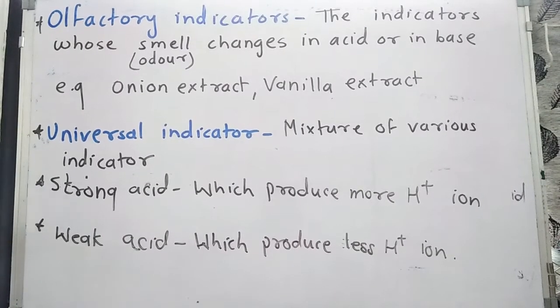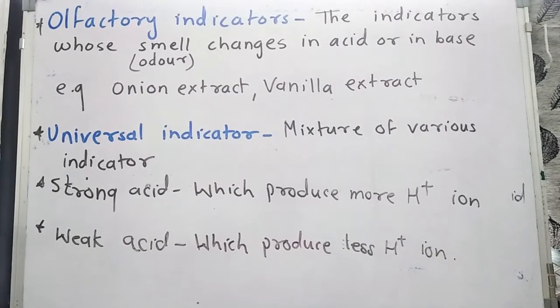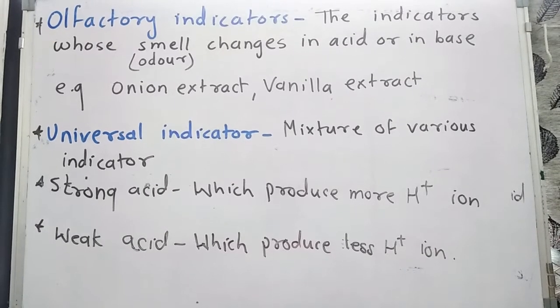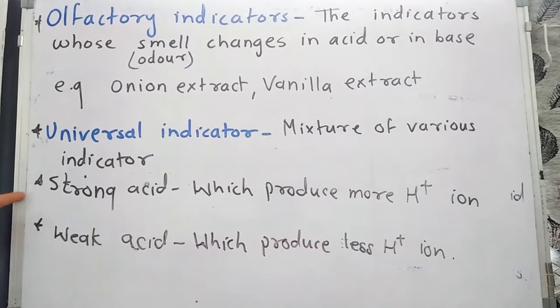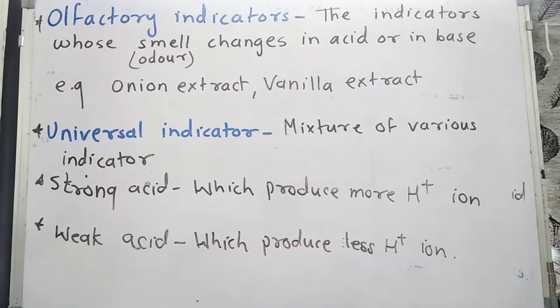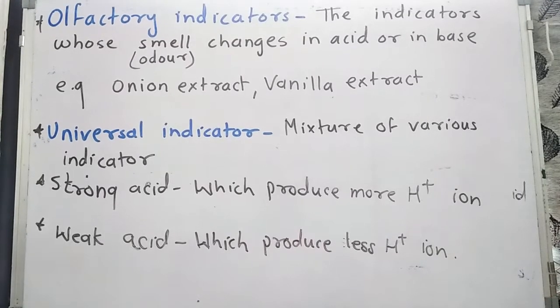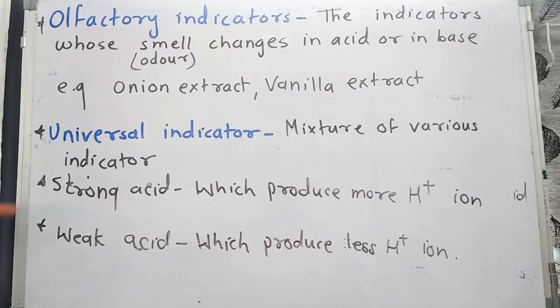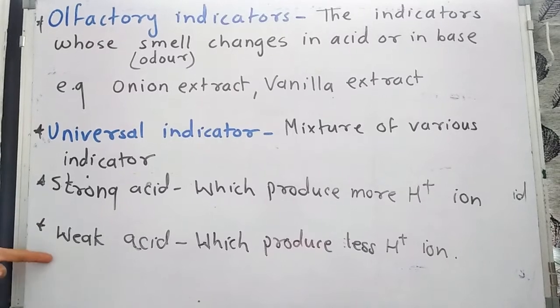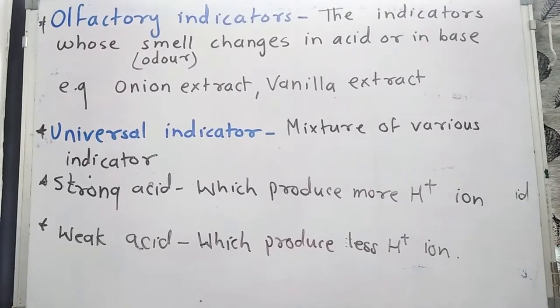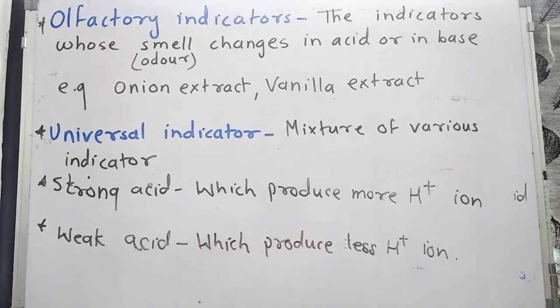Now strong acid means the acid which produces more H plus ions when it is added in water. The acid which produces more H plus ions is called a strong acid. So all mineral acids like HCl, H2SO4, and nitric acid, HNO3, are strong acids. A weak acid produces fewer H plus ions. So generally organic acids like acetic acid and oxalic acid are weak acids.